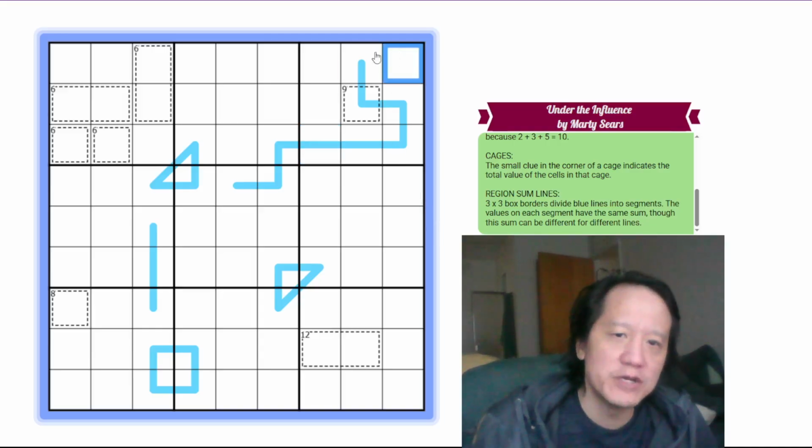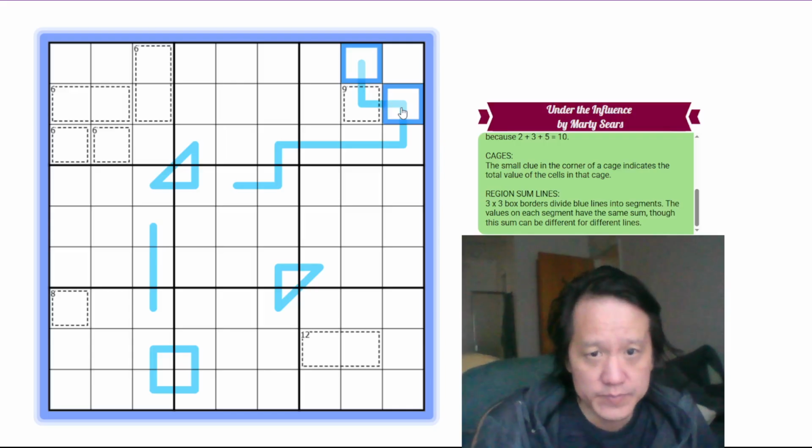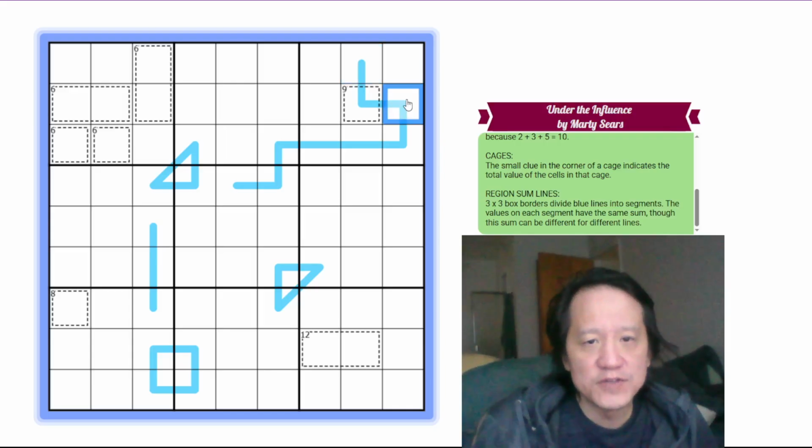But there has to be an influencer cell in this box. Where can it be? If it's here, this will have the value of it. If it's here, this will have the value of it. If it's here, these two will have the value of it. If it's here, these two will have the value of it. If it's here, these two will have the value of it. So I think this actually has to be minimum. So we have a value of 9.